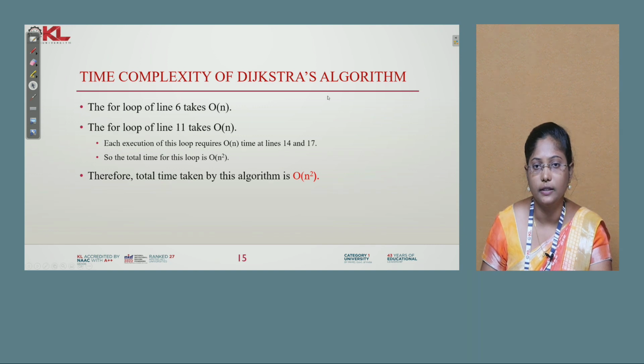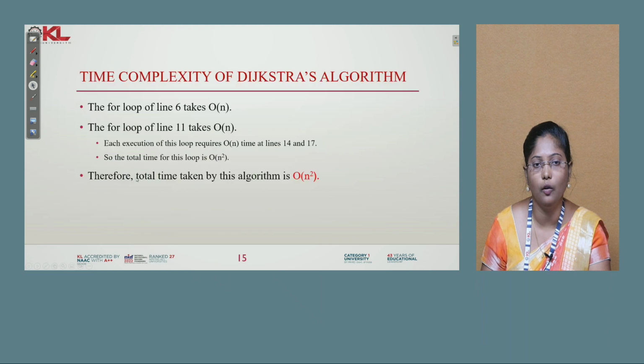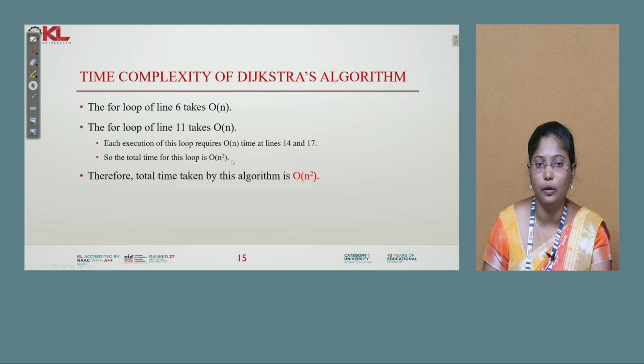Time complexity of Dijkstra's algorithm: the for loop of line 6 takes big O of n, and the initialization also takes big O of n. From lines 11 to 21 is the main loop, and there it takes big O of n square, since each execution of this loop requires big O of n time at lines 14 and 17. So the total time of this loop is big O of n square. So the total time taken by this algorithm is big O of n plus big O of n square, equal to big O of n square.